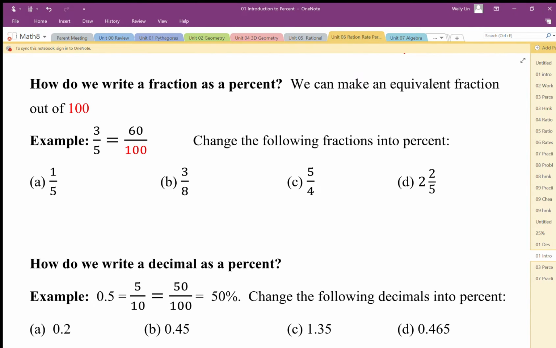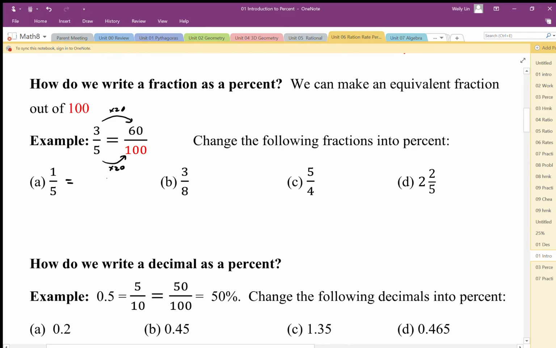How do we write a fraction as a percent? Well, we can make an equivalent fraction out of 100. So if I start with the fraction 3 over 5, I can make it a fraction out of 100. Okay, and here I have a times 20 multiplier. There's my multiplying factor. So I use a times 20 to get the numerator.